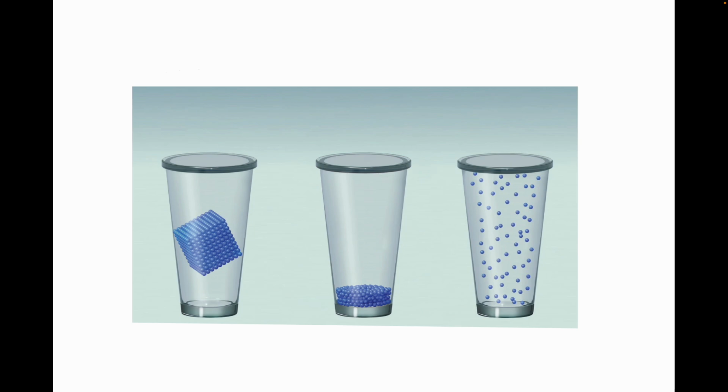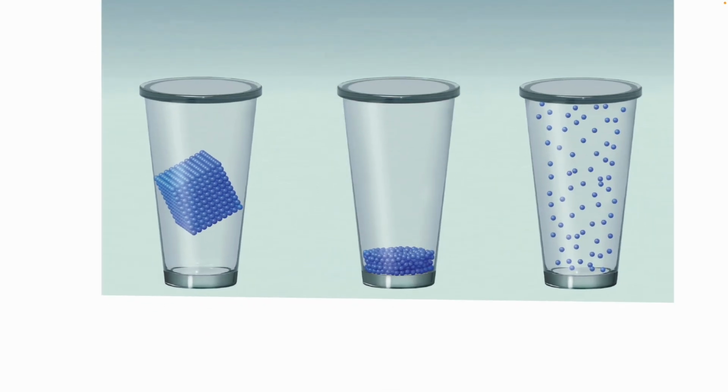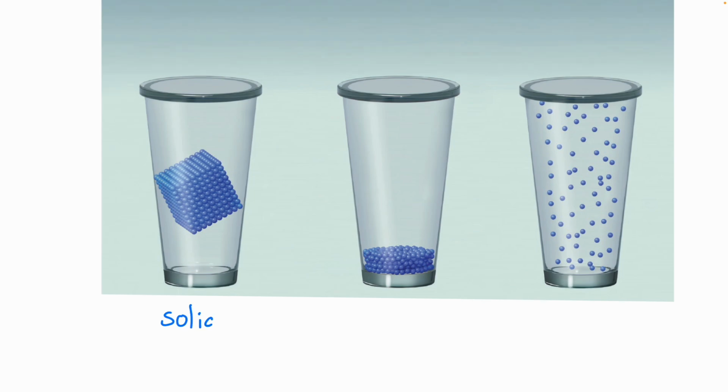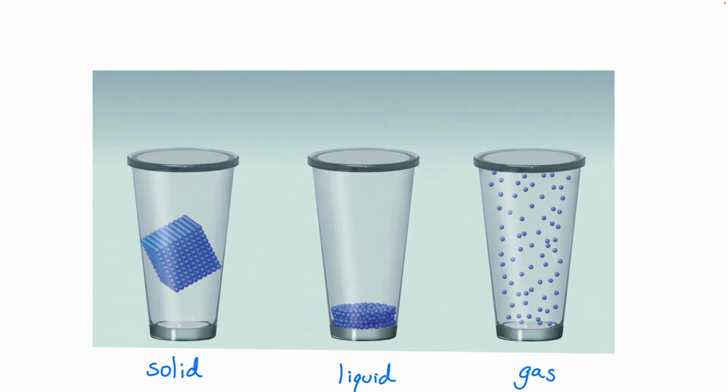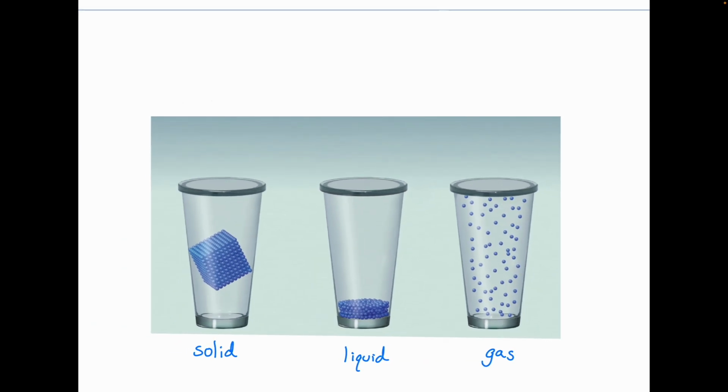What we have pictured below in our first cup is a solid. In our next cup is a liquid, and in our next cup we've got a gas here. So let's talk about these properties of our different phases of matter, and we're going to start by discussing a micro scale perspective.